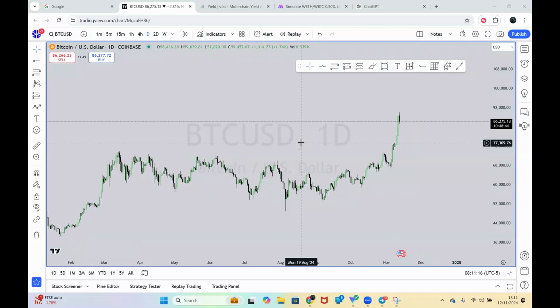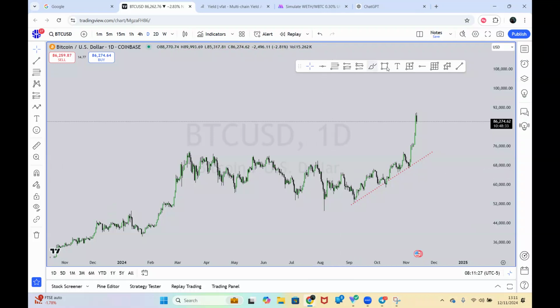And if price is moving up, then the trend line should be drawn on the underside, okay, like so. And if price is moving down, then the trend line should be drawn on the upper part of the chart.